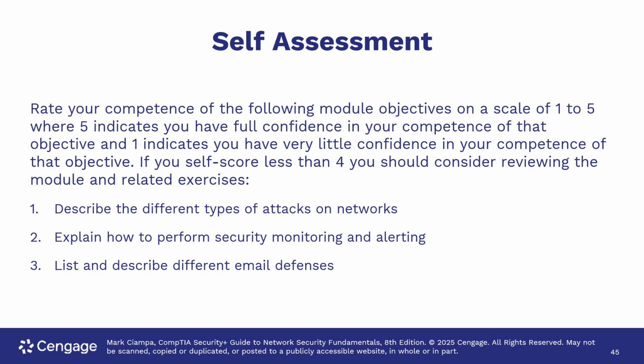Okay, we are reaching the end of the chapter here. So you want to rate your competence in the following module objectives on a scale of 1 to 5, where 5 indicates you have full confidence in your competence of that objective, and 1 indicates you have very little confidence in your competence of that objective. If you self-score less than 4, you should consider reviewing the module and related exercises. Remember, you want to be able to describe the different types of attacks on networks, explain how to perform security monitoring and alerting, and list and describe different email defenses. That's all part of this module.